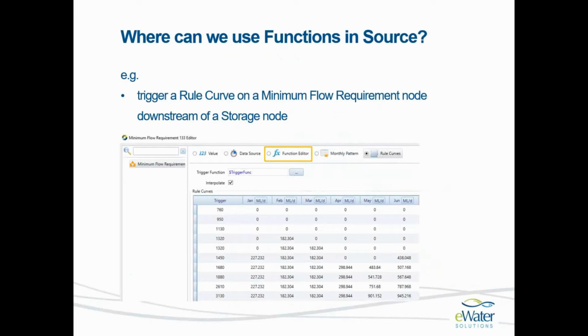Another point is you can use the function editor to trigger a rule curve on a minimum flow requirement node downstream of a storage node. So in this example, the function being used is the trigger function, and the trigger function accesses the storage volume. For example, if the trigger value is 1680, if the volume in the storage is at 1680, and it is January, then 227 megalitres per day of water will be requested from the storage.